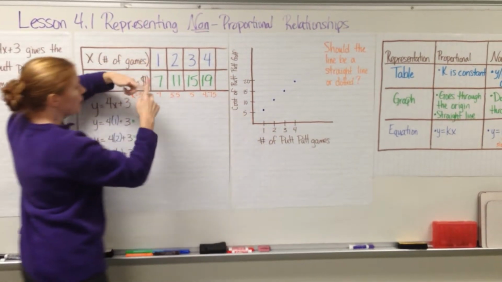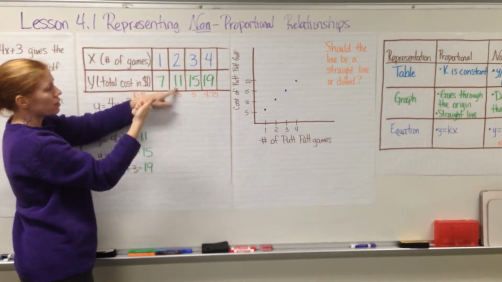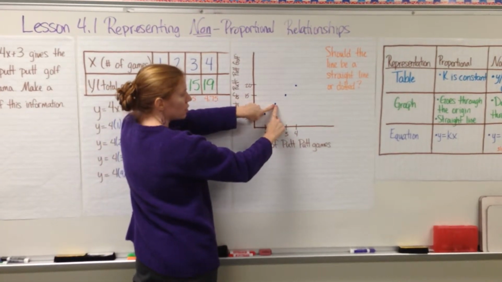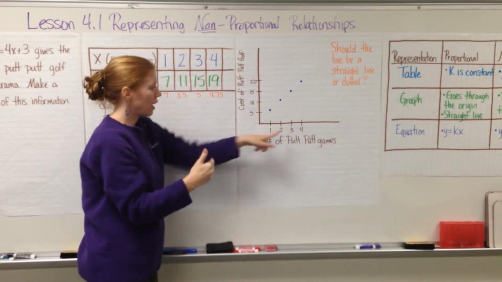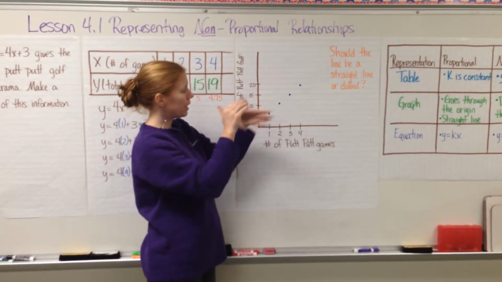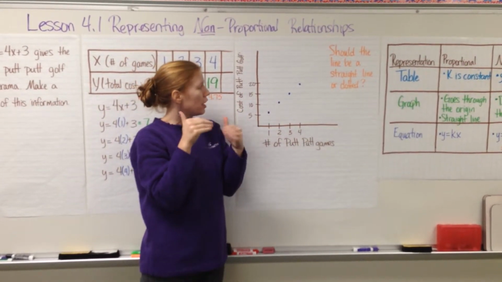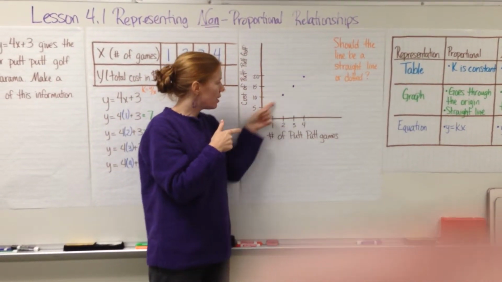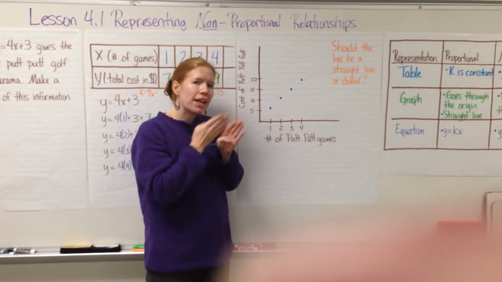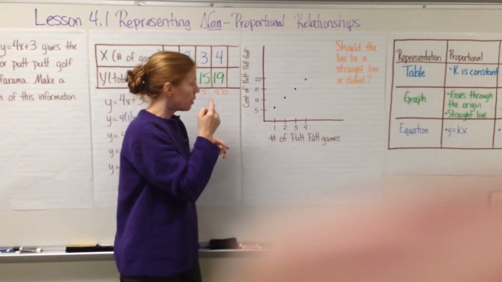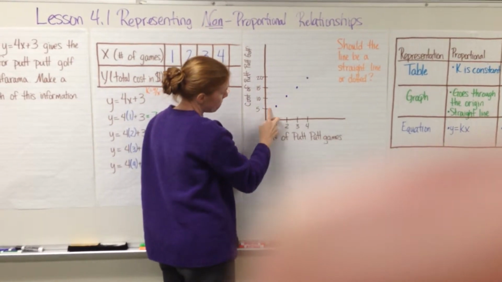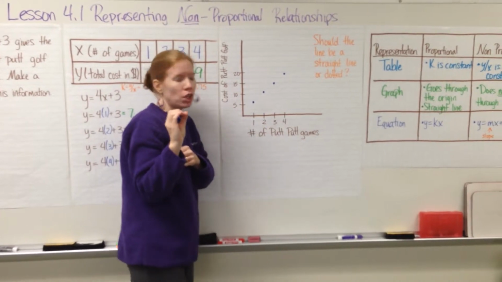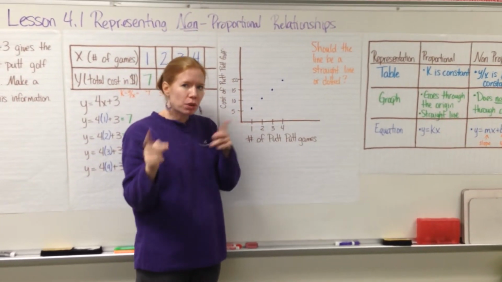Okay, then next one, 2 games equals $11. So 2 games, okay? And you just keep doing that. 3 games will equal $15. 4 games equals $19, okay? Now, I want you to notice, this would become a straight line, okay? But let's look. Would it start with 0? No. So this is not proportional.